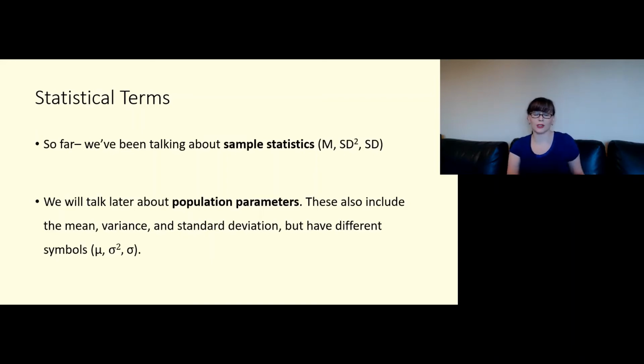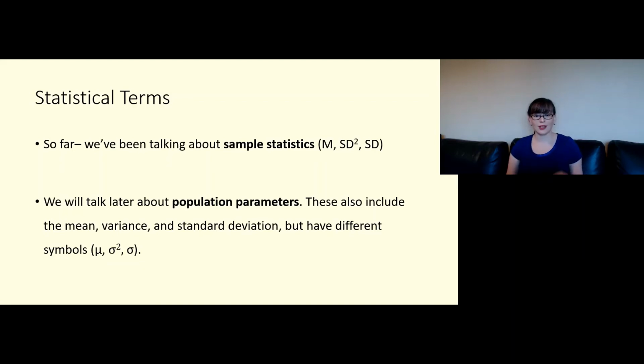When we were working specifically with samples, we were taking the mean or the standard deviation just of the sample that we had. As we move forward, we're going to start talking about population parameters, population characteristics. These also include things like the mean, the variance, and the standard deviation, but these now have different symbols. Typically we're going to use symbols from the Greek alphabet to symbolize our population statistics. And we'll have some other variations of these different symbols as we move forward.